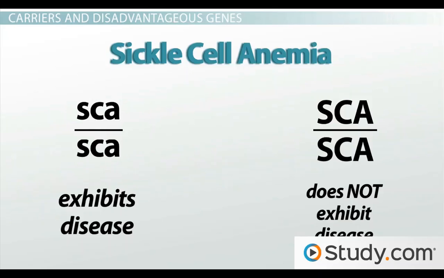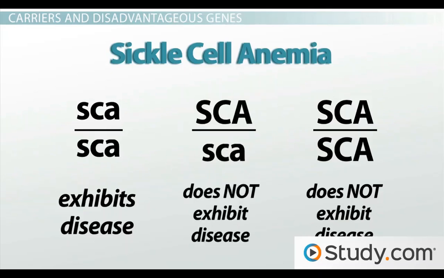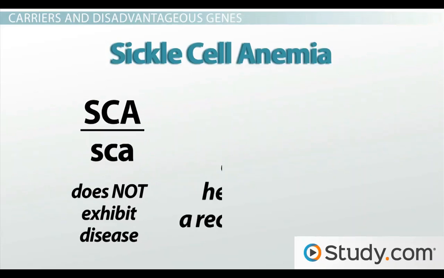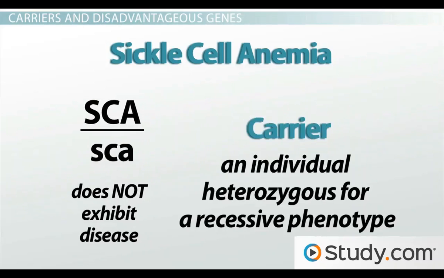Interestingly, though, the individual that is heterozygous for the two alleles, so big SCA over little SCA, also does not exhibit the disease phenotype because the dominant allele can mask the phenotype of the recessive allele. And we refer to this person as a carrier because this person does not exhibit the phenotype but carries the ability to pass on that phenotype to his or her progeny.